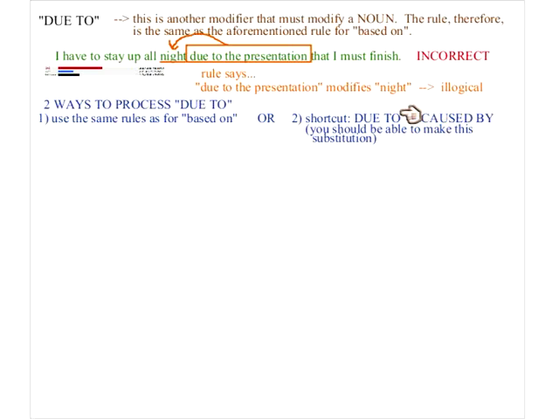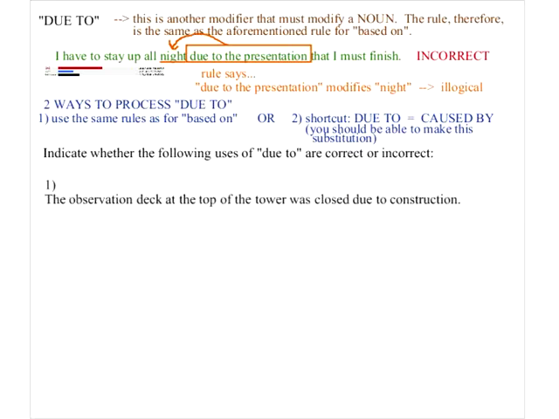Does this make sense? Questions? Smiley face if this makes sense. If you have questions, go ahead and type them in the text box. If not, we'll hit up some examples. Okay. Indicate whether the following uses of due to are correct or incorrect, red X or green check. The observation deck at the top of the tower was closed due to construction. Correct or incorrect?